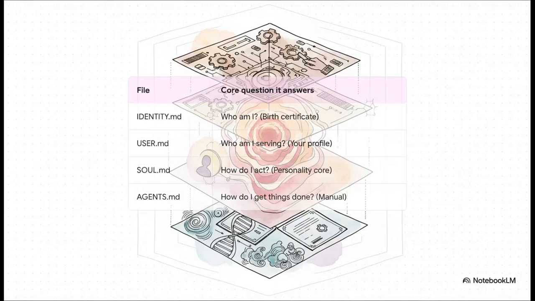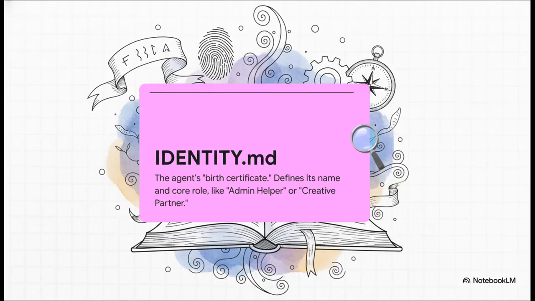But what's really clever is that SOUL.md doesn't work in a vacuum. It's actually part of a layered system of 4 files. As you can see, each one answers a really basic question to build up a complete, well-rounded persona. Let's quickly break them down. First up, you've got identity.md. Just think of this as the agent's birth certificate. It's for the simple, hard facts. What's its name? What's its main job? Is it your admin helper or your creative partner? This file sets that fundamental identity.